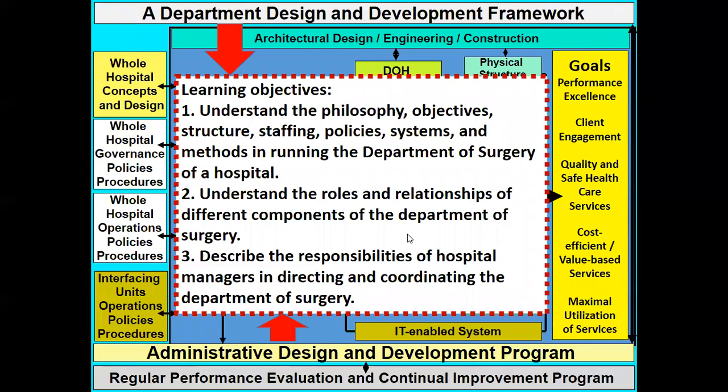At this point, I'd like to say that I have covered learning objectives 1 to 3 using the department design and development framework. Number 1, philosophy, objectives, structure, staffing, policies, systems, and methods in running a department of surgery. Number 2, roles and relationship of the different components of a department of surgery. And lastly, responsibilities of hospital managers in directing and coordinating the Department of Surgery. Have I done this?